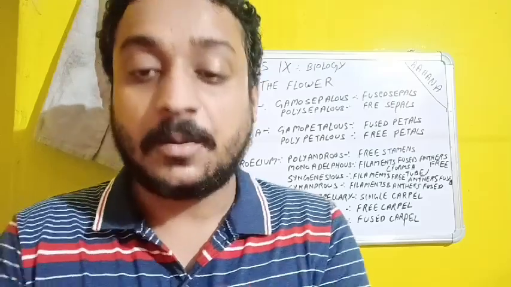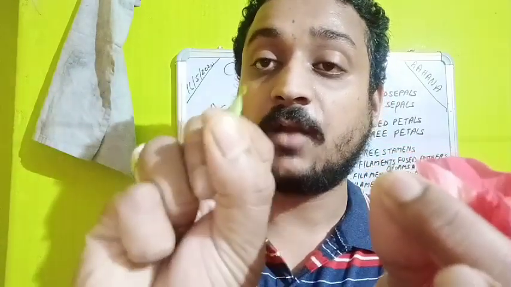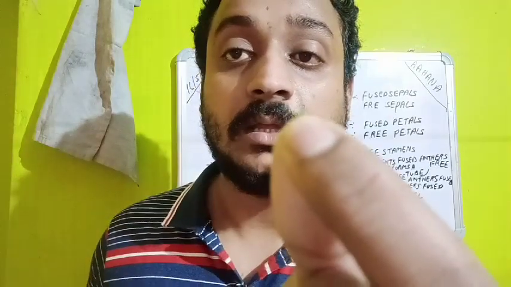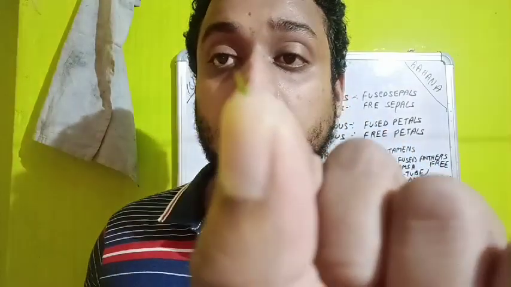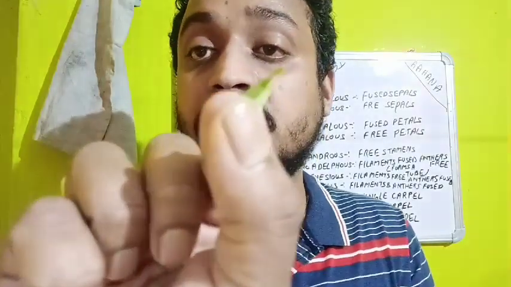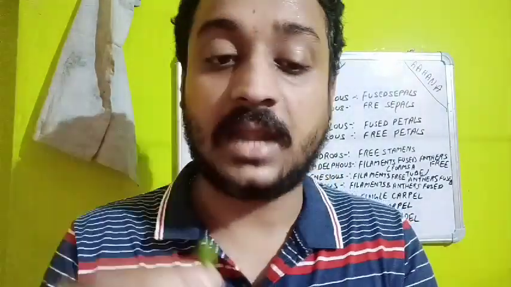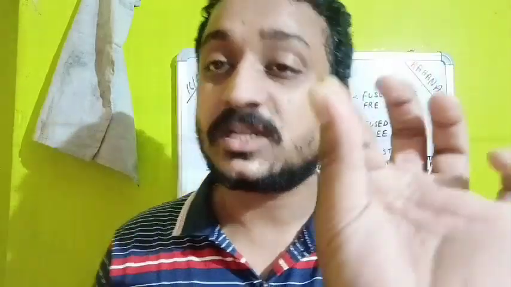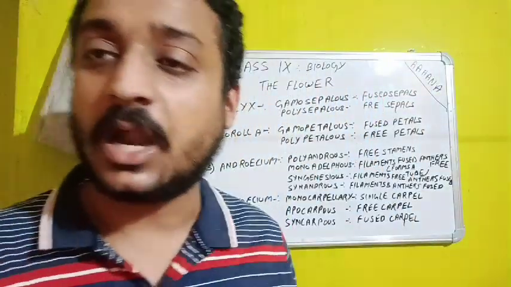So this part of the flower is the calyx. The green part of the flower is the calyx. And this green part, the minute green part, thin one, this part is the epicalyx. And this one is the calyx. So calyx and the epicalyx. Epicalyx is quite smaller and thinner as compared to that of the calyx.